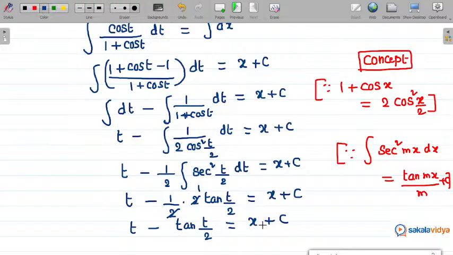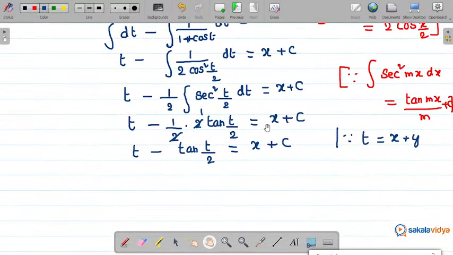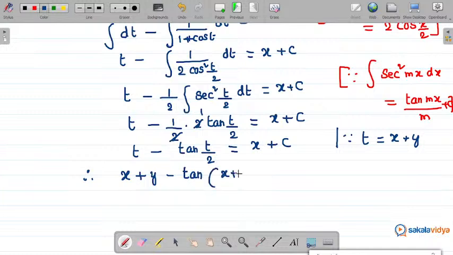T is nothing but x plus y. So now substituting t for x plus y, we get the general solution. So our general solution is: t minus tan of t by 2 equals x plus c. Therefore x plus y minus tan of (x plus y) by 2 equals x plus c.